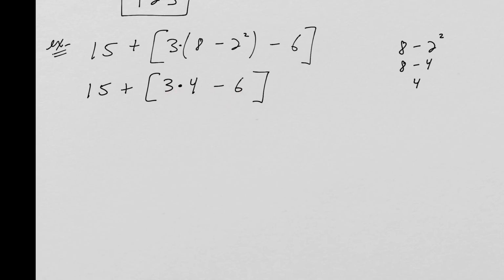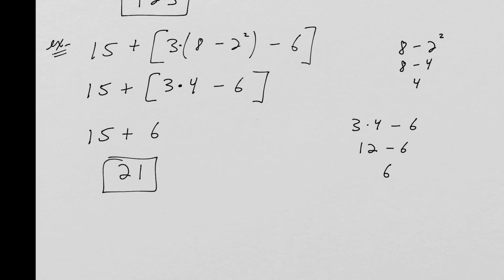Well, within the brackets, I'll do it on the side here. Do I do the multiplication or do I do the subtraction? Well, remember, multiplication comes first, right? It beats subtraction. So this is really 12 minus 6. Now I can do the subtraction and I get 6. So this will be 15 plus 6. And then finally, I have one operation left, the addition. So 15 plus 6 is 21. So that result is simply going to be 21.